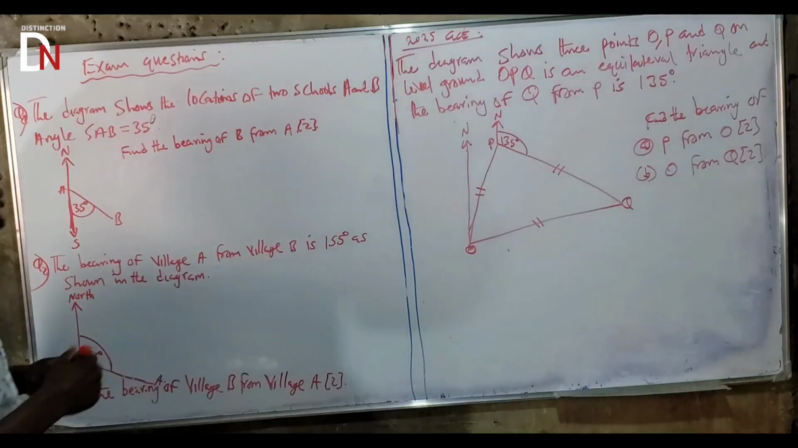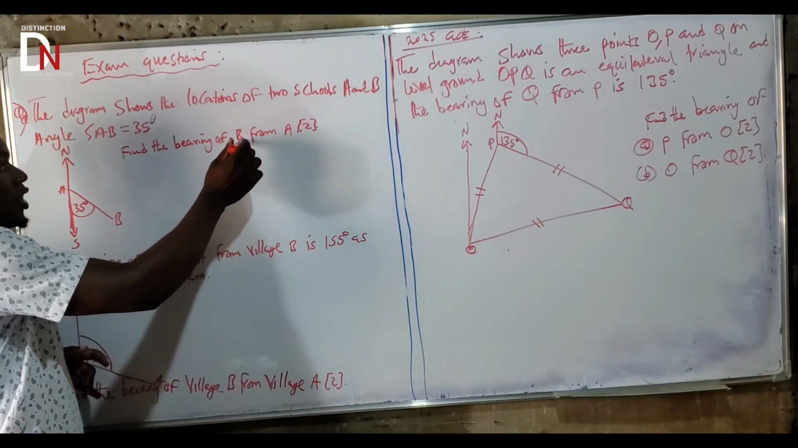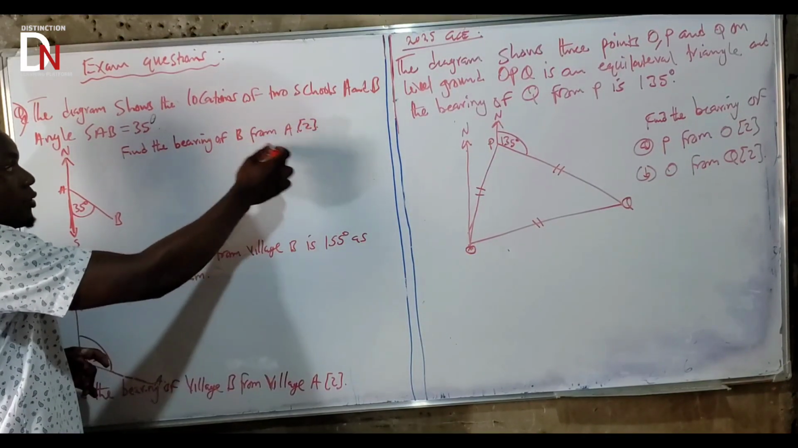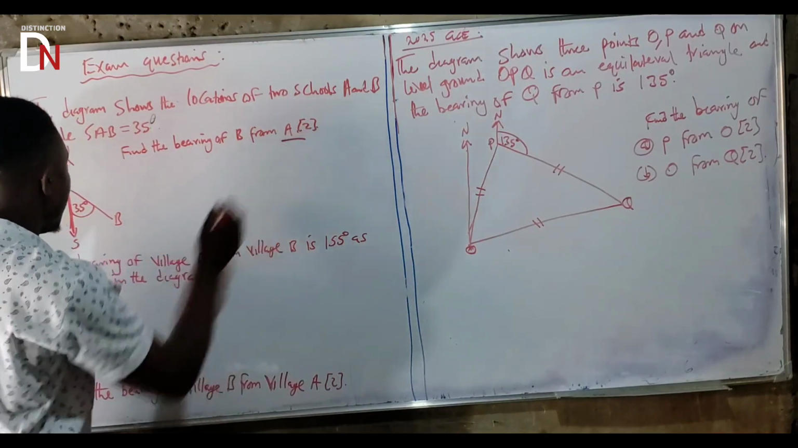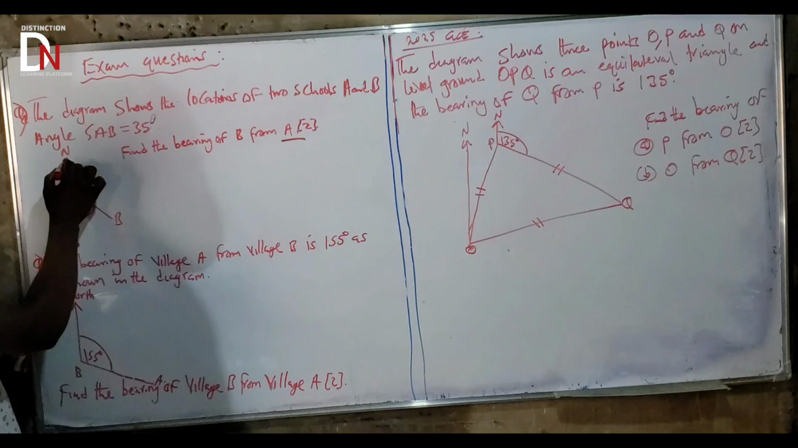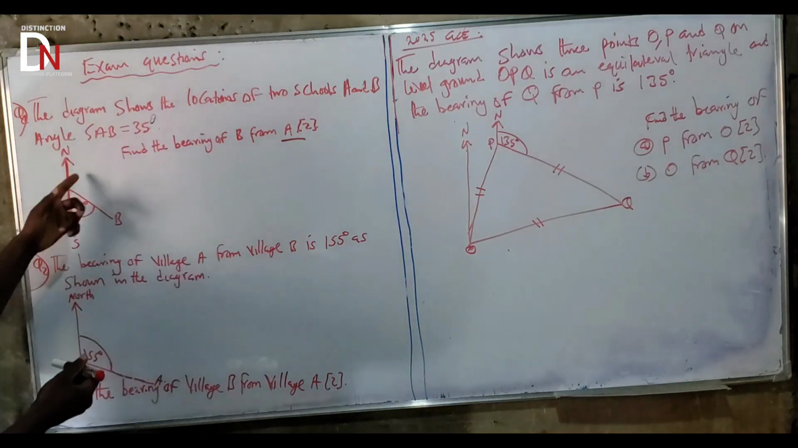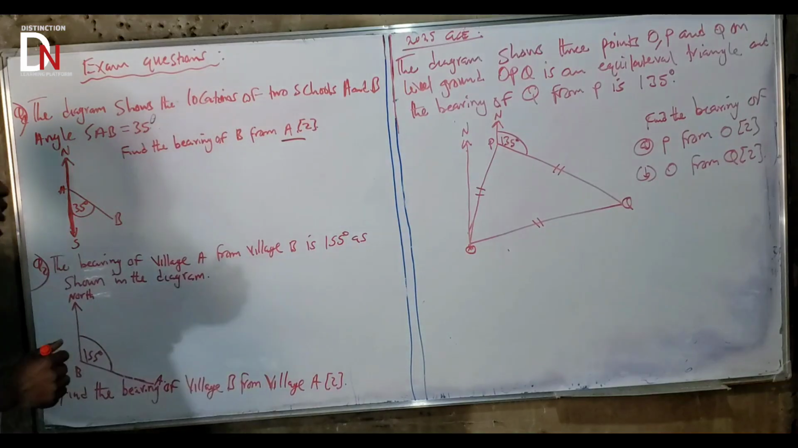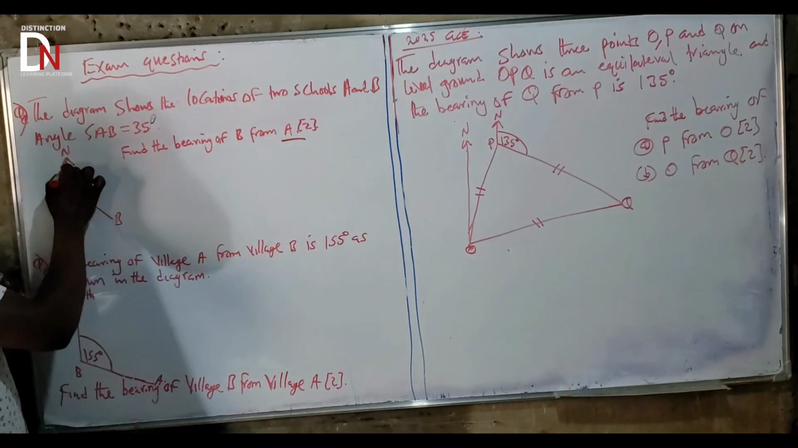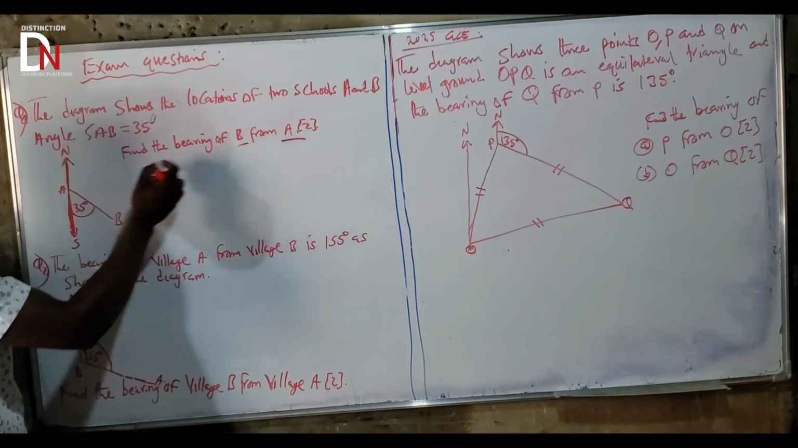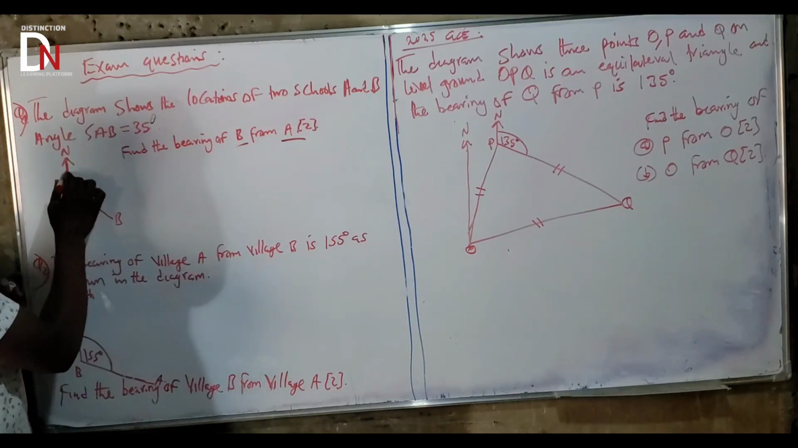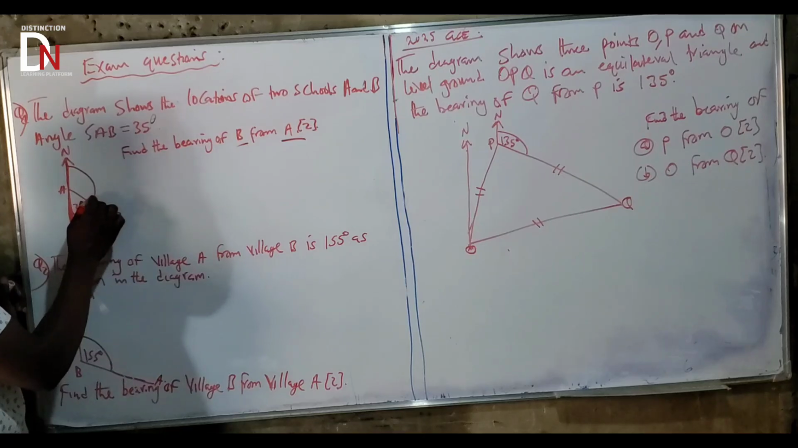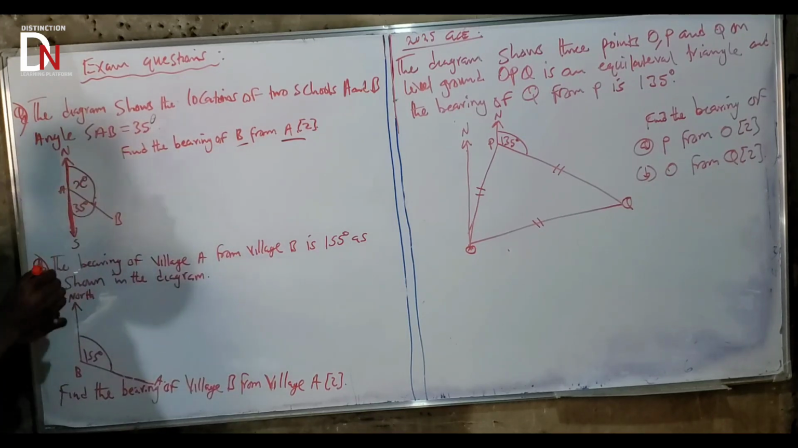Okay, so remember, we want to find the bearing of B from A. The word from is used to show where we do our measuring. So we go to point A. In this case, we are moving from A going to point B in a clockwise direction. So we are moving like this. This is where my A is. My B is here. This is B. So I want to find this angle.